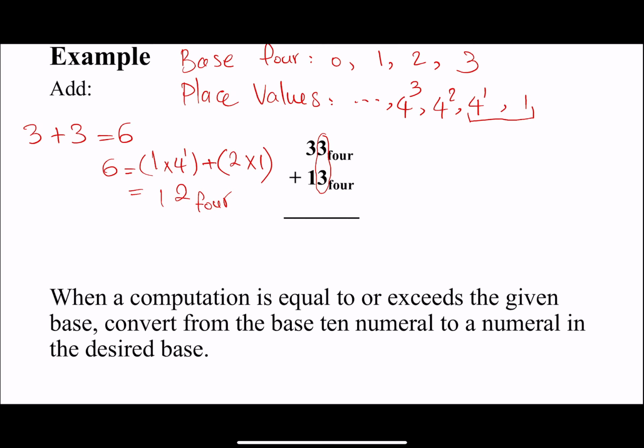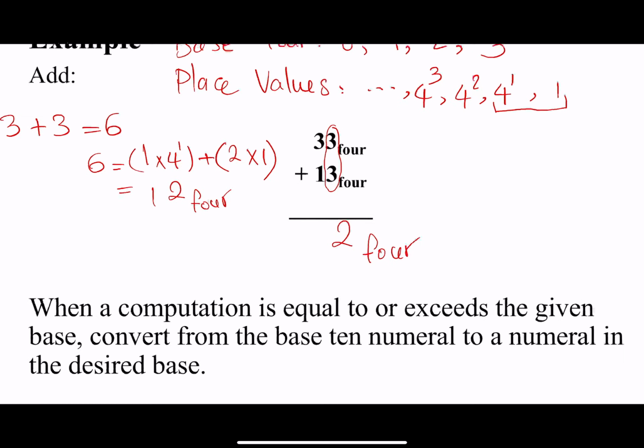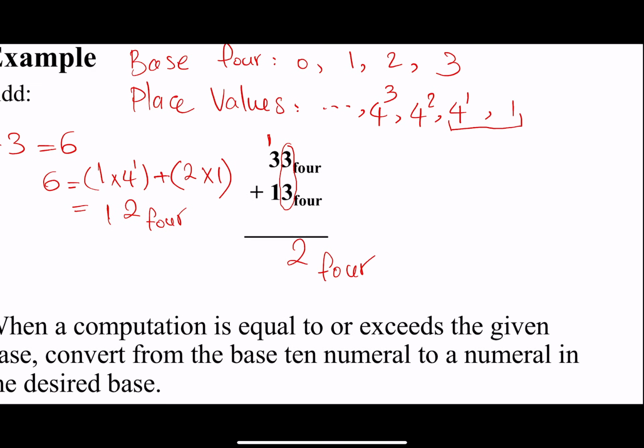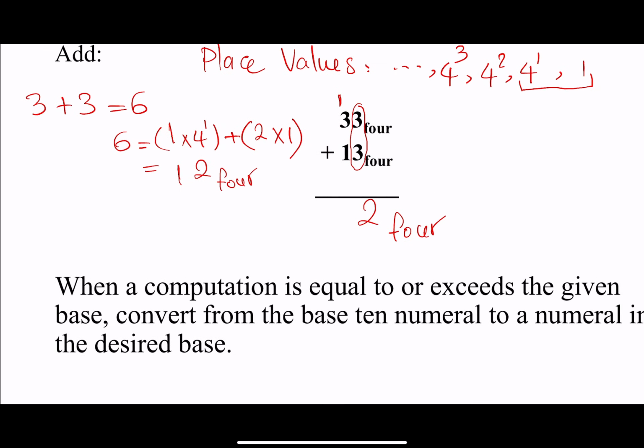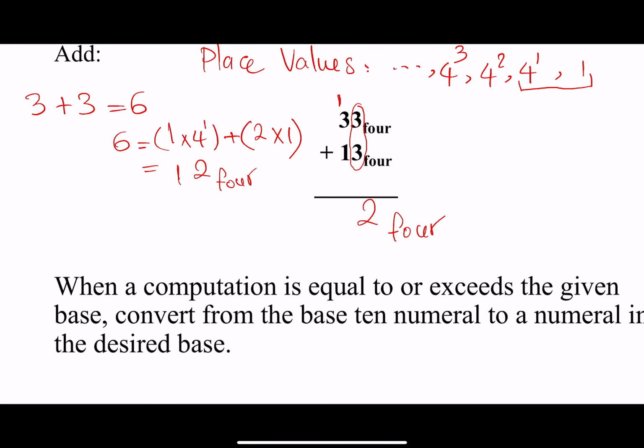So what I do, I place 2 here. It's 12 base 4. I place 2 here. Don't forget to write down your base. And I carry the other one. I carry 1, just like what we do in base 10. Now I'm going to add 1 plus 3 plus 1. Here we go. So 1 plus 3 plus 1 is 5.